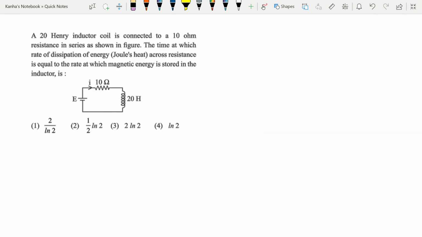Next, we look at another question. A 20 Henry inductor coil is connected to a 10 ohm resistance in series as shown in the figure. The time at which the rate of dissipation of energy across the resistance is equal to the rate at which the magnetic energy stored in the inductor is what? Okay, so how do I do this? We are basically talking about the power. So I have I square R is equal to L into di by dt into I.